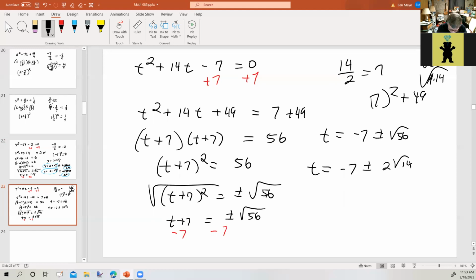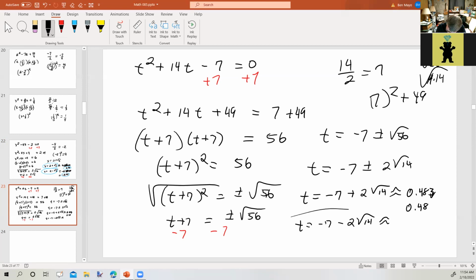Any questions there? All right, so t equals negative 7 plus 2 square roots of 14. T equals negative 7 minus 2 square roots of 14. And then again, calculator on the first one, negative 7 plus 2 times the square root of 14. And I'm getting 0.483, etc. Rounding to the nearest hundredth, the 3 would round down, so you'd get 0.48.